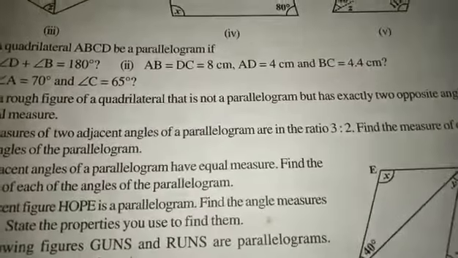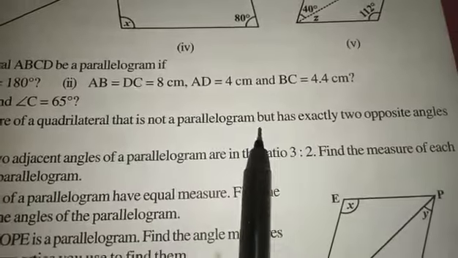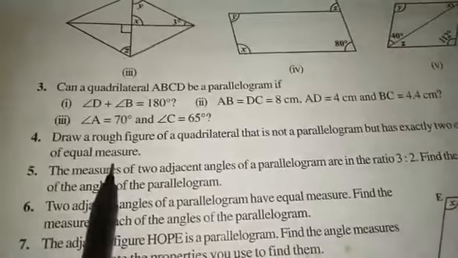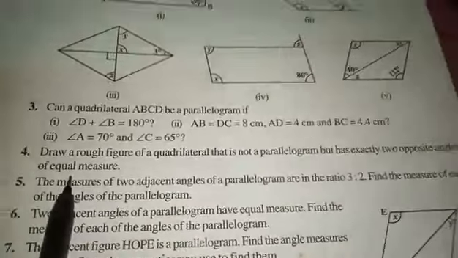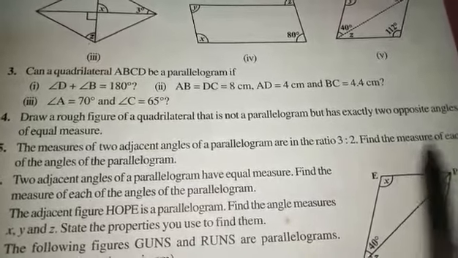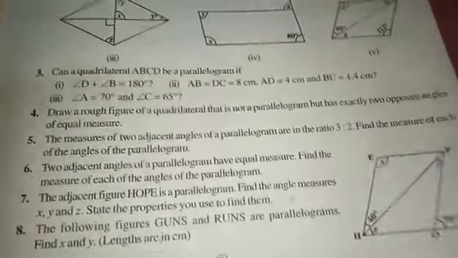Now you see question 4. Draw a rough figure of a quadrilateral that is not a parallelogram but has exactly two opposite angles of equal measures. First you see clearly the question. You think which types of quadrilateral is possible that is not parallelogram? So I show you the figure. You see this figure for question 4.